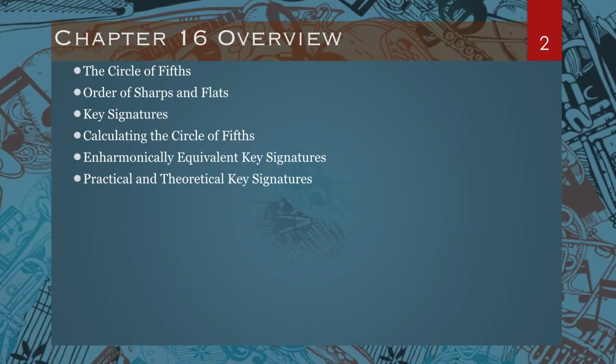In Chapter 16, we discuss the circle of fifths, the order of sharps and flats, key signatures, how to calculate the circle of fifths from scratch, and we also learn how enharmonically equivalent key signatures are created and how to identify practical and theoretical key signatures.